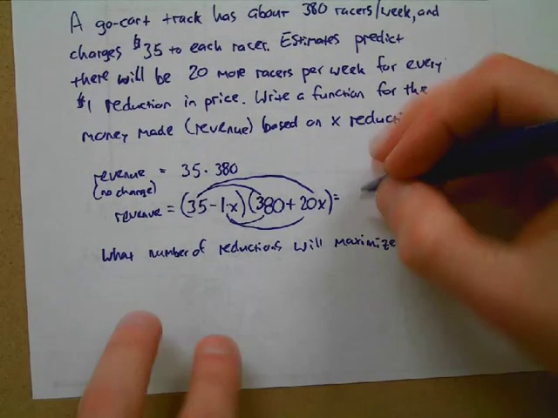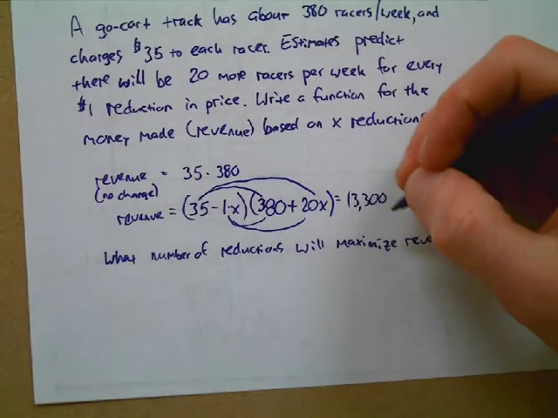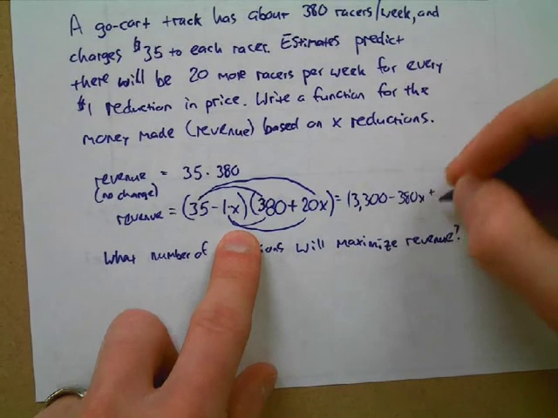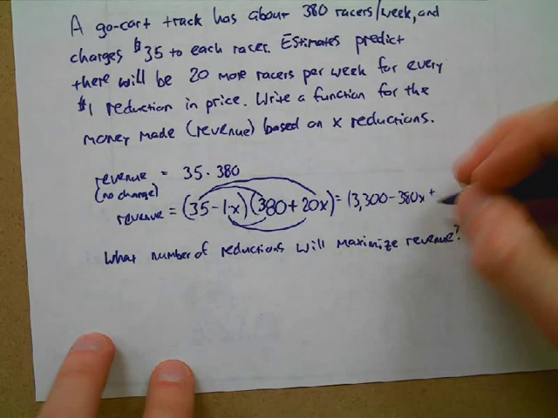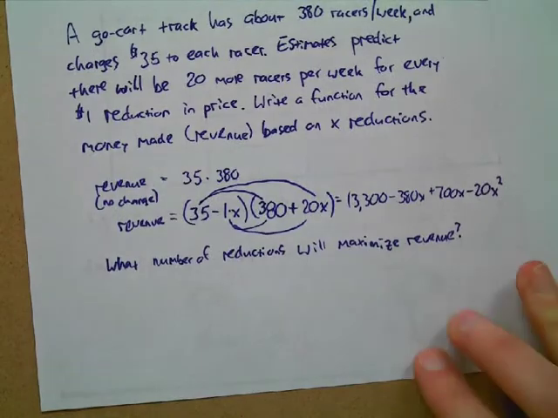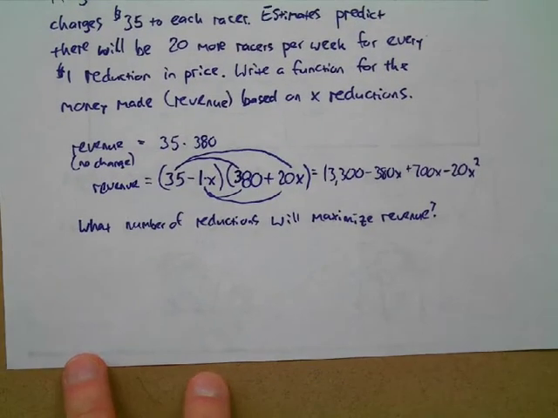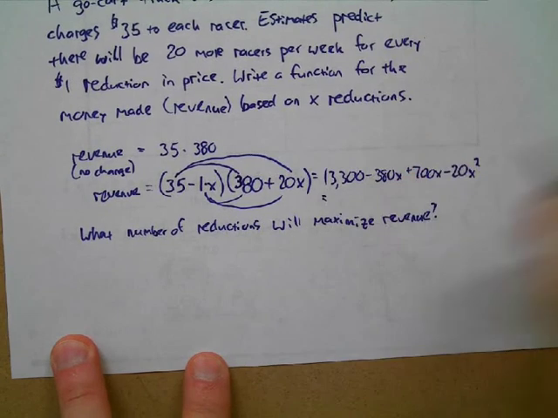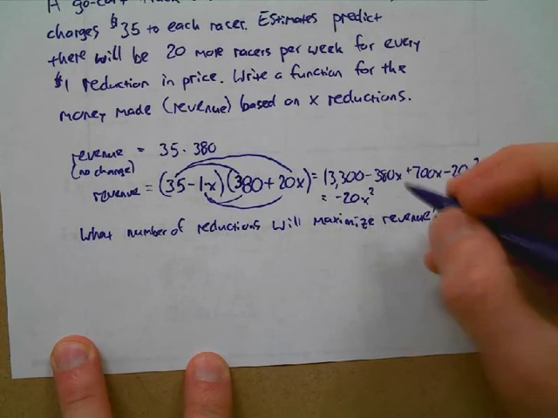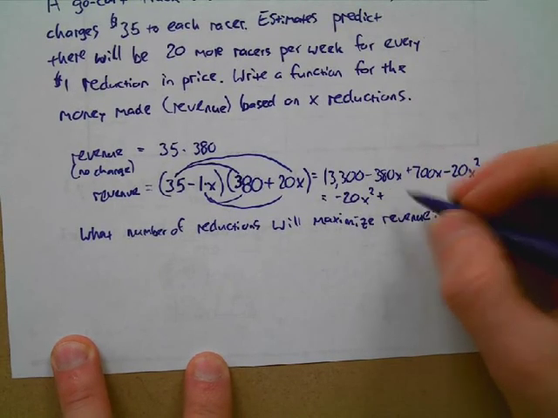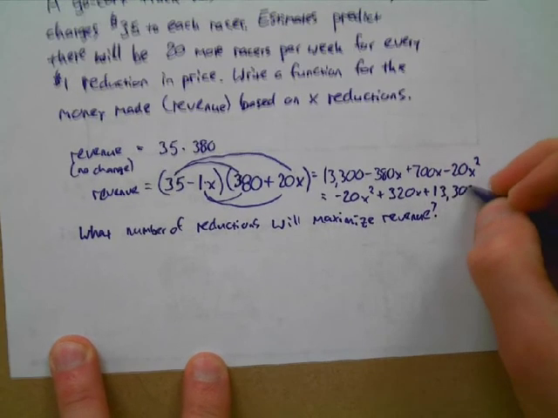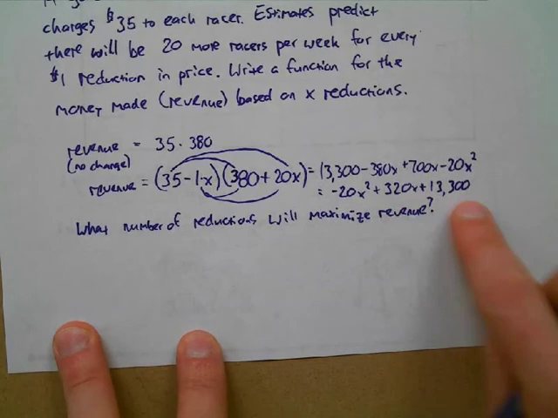Okay, so we get 13,300. Minus 380x plus 700, yeah. And then minus 20x squared. Okay. Which, if we rewrite things here, I'll put it in standard form. Okay, so 320x. Okay, so there is the function that describes this revenue.